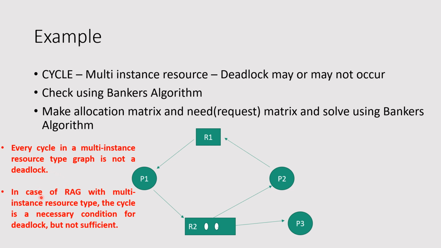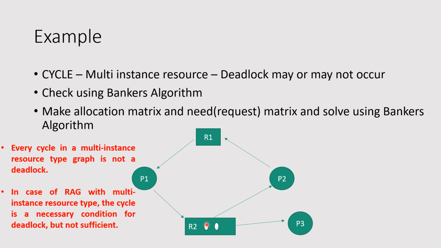So there is a note here. Let's read it. It says, in case of a resource allocation graph with multiple instance resource types, the cycle is a necessary condition for deadlock but not sufficient. It means every cycle in a multiple instance resource type graph is not a deadlock. How can we say that?